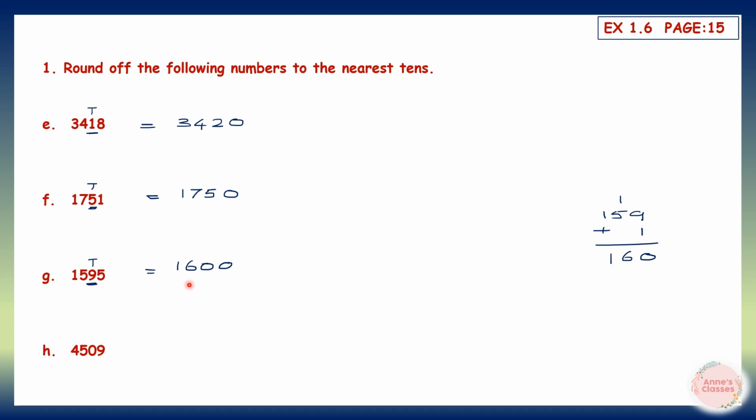1595 has now become 1600. Let's go to the next number. So here we have 0 in the tens place. Let's underline it. And the digit next to it is more than 5. It's 9, isn't it? If it's more than 5, this digit which we have underlined will increase by 1. 0 plus 1 is 1. So everything else will remain as it is. So 4, 5, 1. And in the place of 9, we put a 0. So 4509 has been rounded off to 4510.